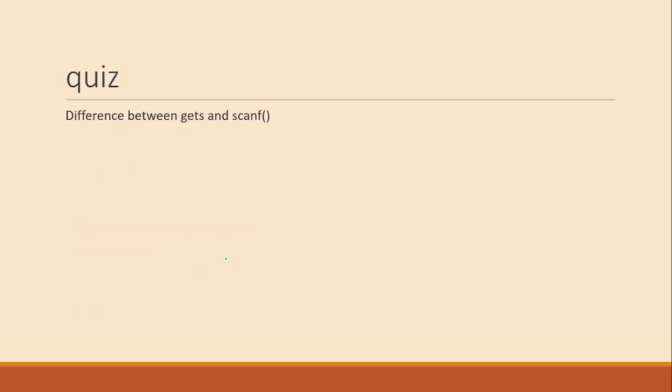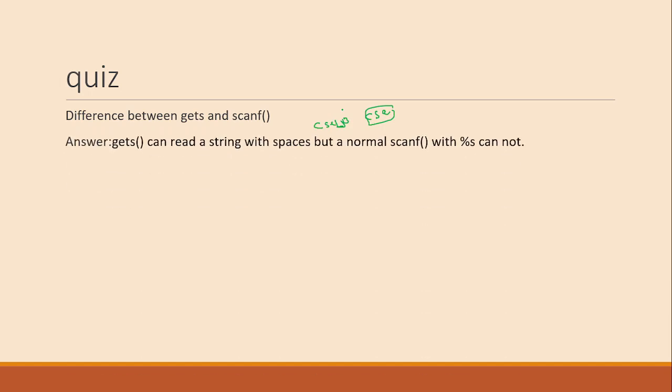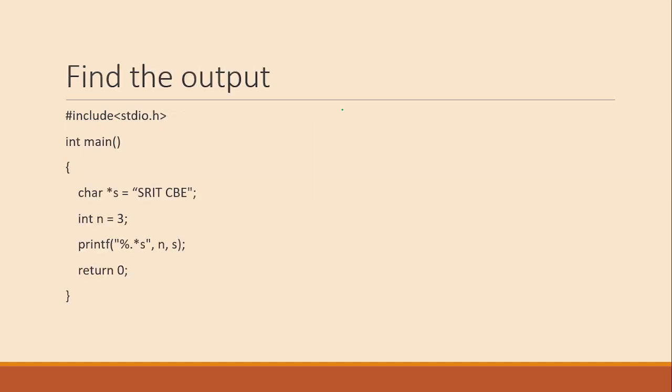Now, what is the difference between gets and scanf? gets will take even a blank space into account. For example, when I enter "CSE B", it will take this space into account and print "CSE B". But when I use a space with scanf, it will ignore the space and only print "CSE". So that is the difference between gets and scanf. gets can read a string with spaces, but normal scanf with percent s cannot.